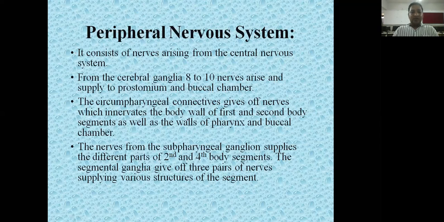And the segmental ganglia give off three pairs of nerves supplying various structures of the segment from the ventral nerve cord. In each segment, the ventral nerve cord has a swelling structure known as a ganglion, and each segmental ganglion gives off three pairs of nerves which innervate the body parts of each segment.